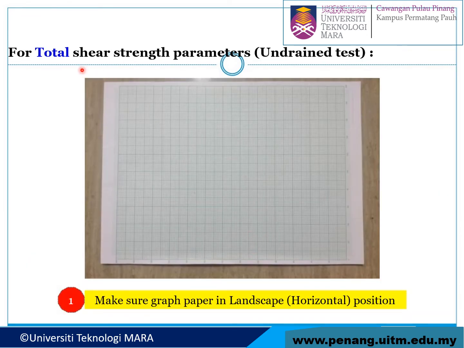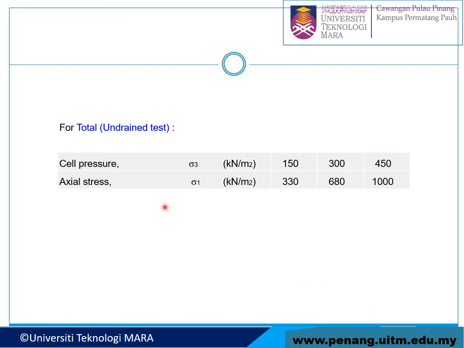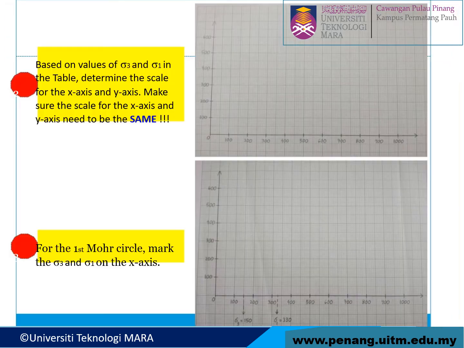So how do you do the total shear strength parameters undrained graph? Make sure the graph is in landscape horizontal position. This is the data that you have for the total undrained test: cell pressure and axial stress, sigma 3 and sigma 1. You are going to use this information to draw the Mohr circle. First step, based on the values of sigma 3 and sigma 1 in the table, determine the scale of the x and y axes, and make sure the scale is the same for both. Here 2 cm is equal to 100, so 1 cm is equal to 50 kilopascal, the same for the x axis and y axis.